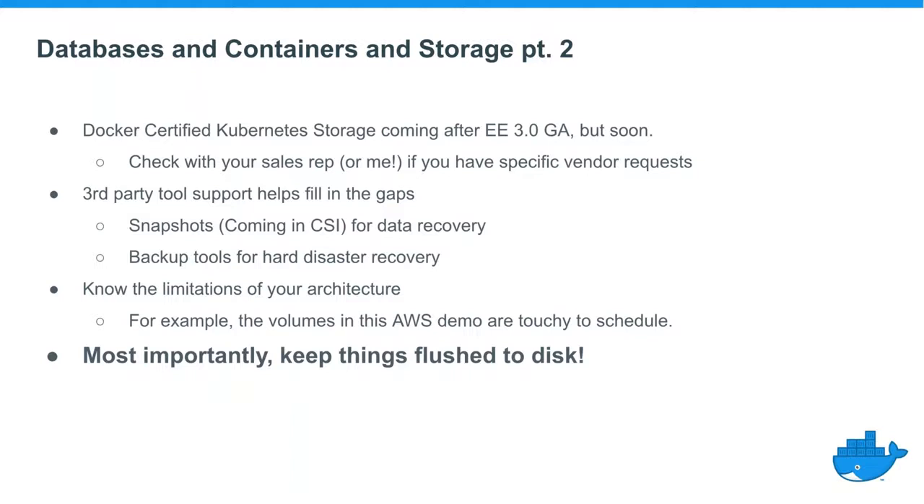So third-party tool support, along with storage, helps fill in some gaps. You can use snapshots, which is a feature coming in the CSI interface later on, but you can out-of-band snapshot volumes as needed for data recovery. And there are also some other backup tools.